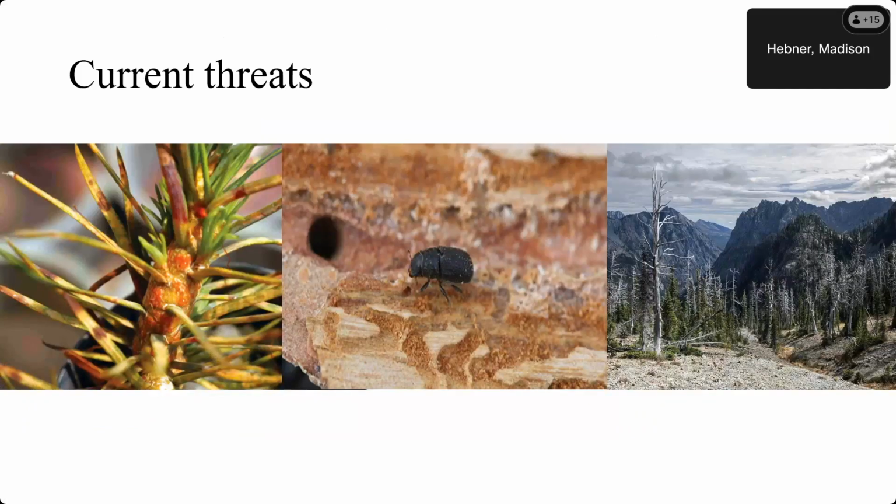However, both of these species are currently facing a suite of threats, including mountain pine blister rust, the mountain pine beetle, and severe drought. These threats are expected to continue as we see warmer and drier conditions, which will continue to exacerbate the widespread mortality that we're seeing. Because of this, whitebark pine was listed as threatened under the Endangered Species Act as of December 2022, so relatively recently.